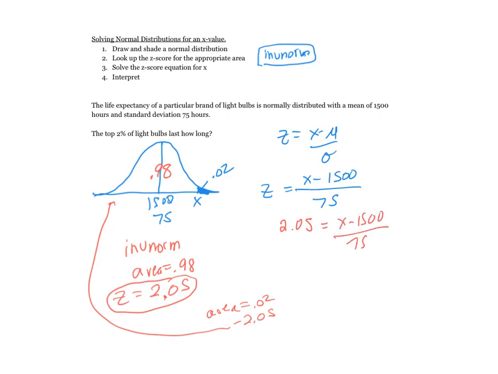then multiply both sides by 75. That's 153.75 equals x minus 1500. Then I'm going to add 1500 to both sides. And I'm going to end up with x equals 1653.75 hours.